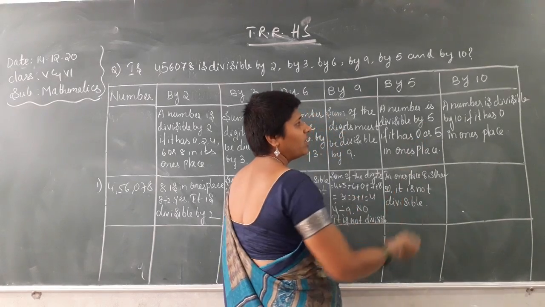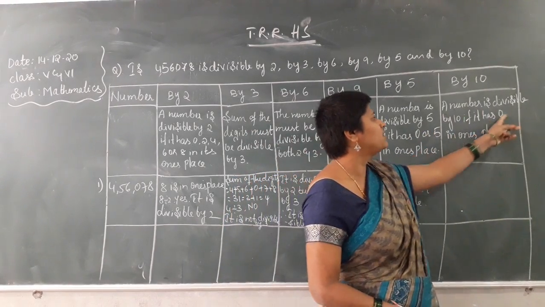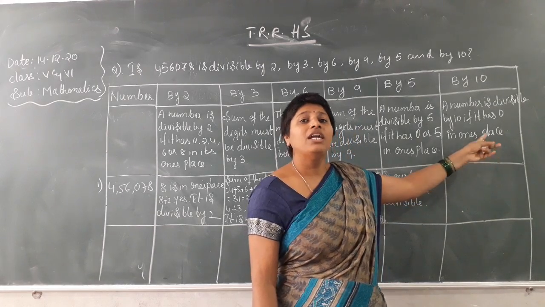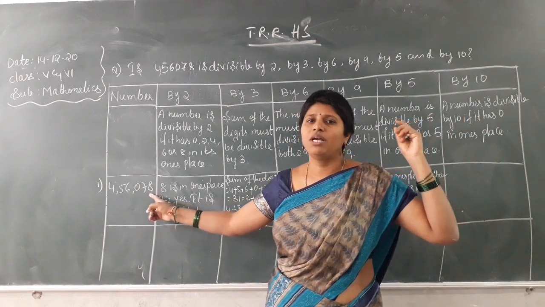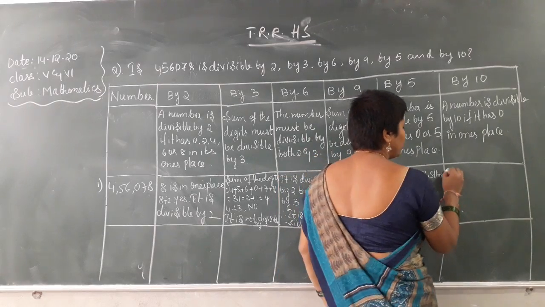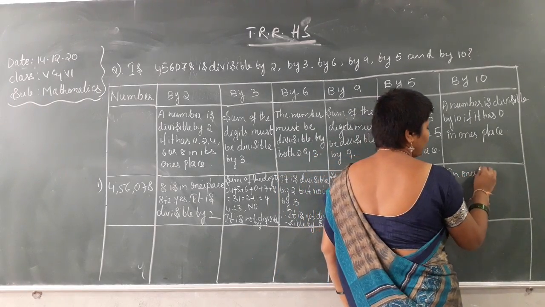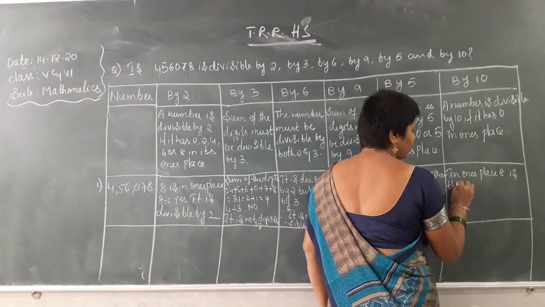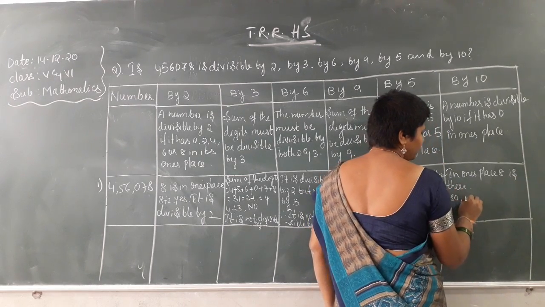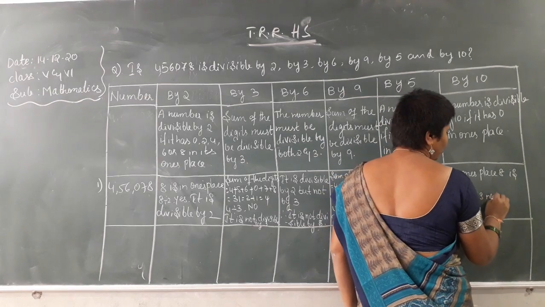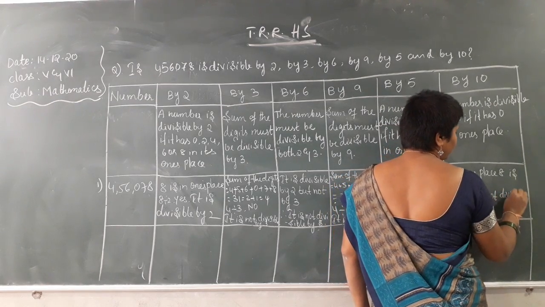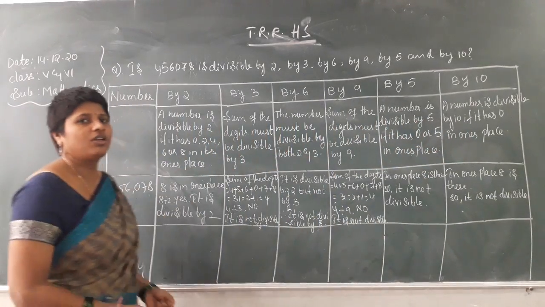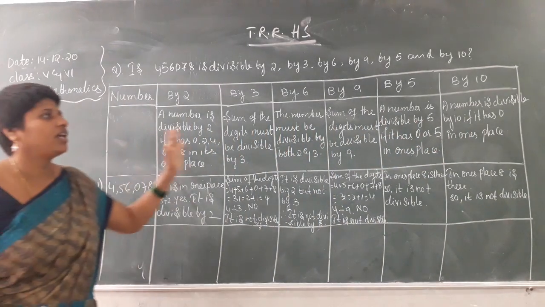Similarly for 10 also, what should be there? A number is divisible by 10 if it has 0 in ones place. 0 must be there. But what is there in ones place? 8 is there. So in ones place, 8 is there, so it is not divisible. Clear, children? So you have to form a table like this.